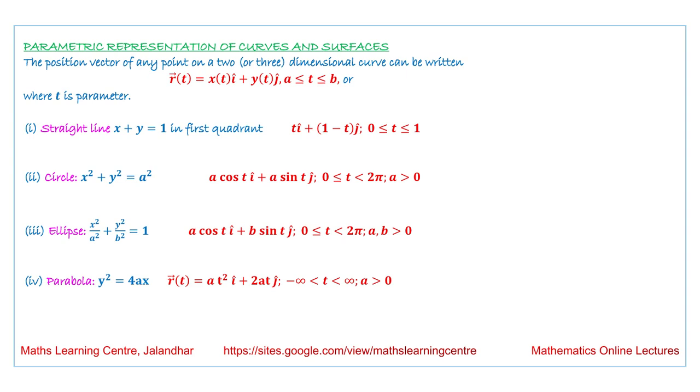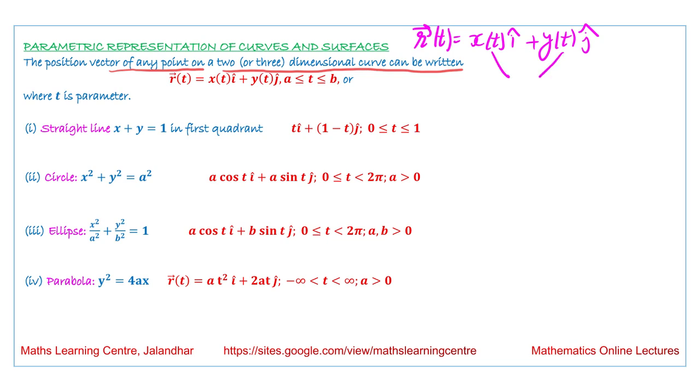Next we have the parametric representation of curves and surfaces. The position vector of any point on a 2 or 3 dimensional curve can be written as r vector. This is the parametric representation. R vector t is x of t times i cap plus y of t times j cap, where t is a parameter and a is less than or equal to t is less than or equal to b.